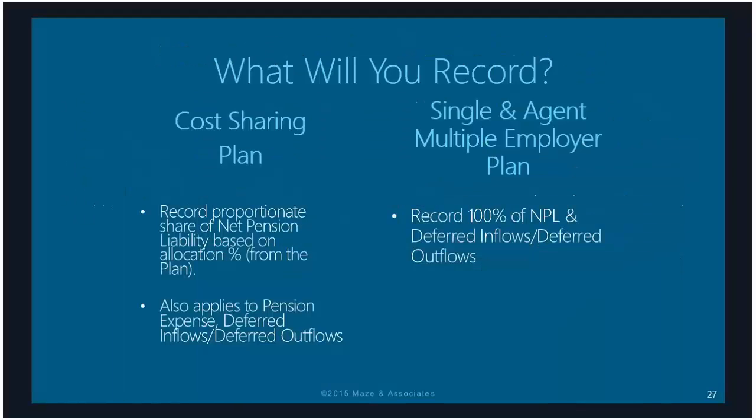So what will you record on your books? Again, keep in mind that we are only talking about full accrual statements here. For cost-sharing plans, you will record the proportionate shares of the net pension liability, pension expense, and deferred outflows and inflows of the pool. For single and agent multiple employer plans, you will record the entire net pension liability.